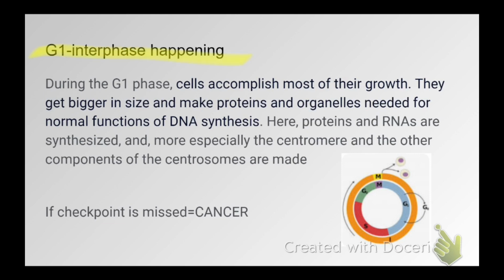We're going to G1. I want you to note that the interphase is happening during G1. So G1, interphase happening. Here it grows. It makes proteins and organelles. Centromere and centrosomes are made.